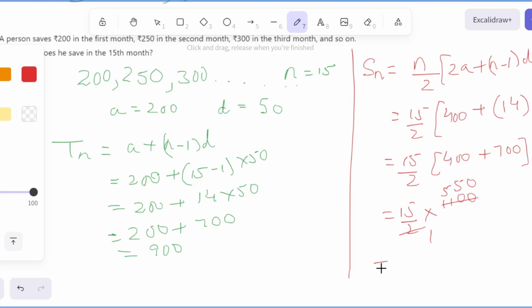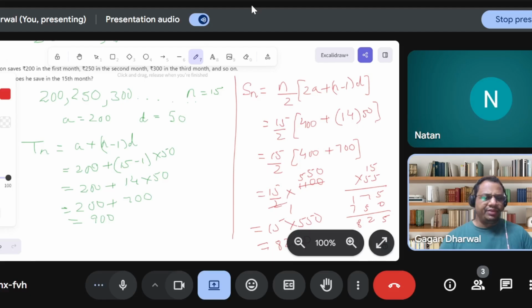Now you can multiply 15 times 550. Here 5 times 5 is 25, carry 2, then 5 times 5 plus 2 is 27, and then just write 7. So 5, 7, 5, 12, 1, that gives 8250. So this will be his total savings by the end of the 15th month.